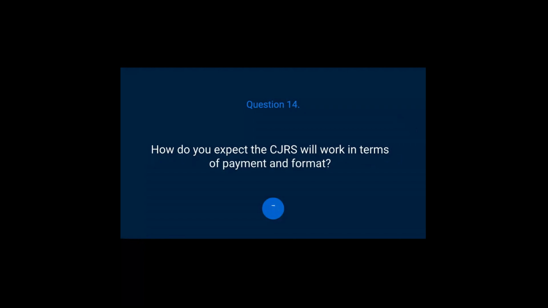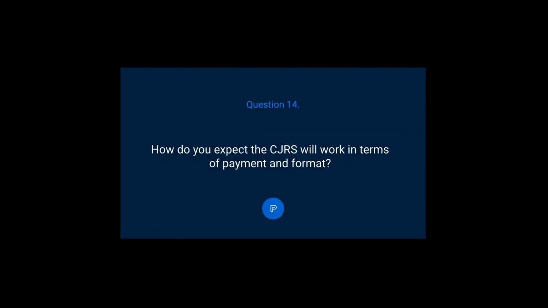Question 14. How do you expect that the Coronavirus Job Retention Scheme will work in terms of payment and format? Okay, so what we already know is that the HMRC will be paying the employer via BACS for the amount that they are due to give back to the employer, for the employee wages and the additional employer national insurance and employer pension costs. And the employer is then responsible for making sure that any grant received for the employee's earnings is paid in full.